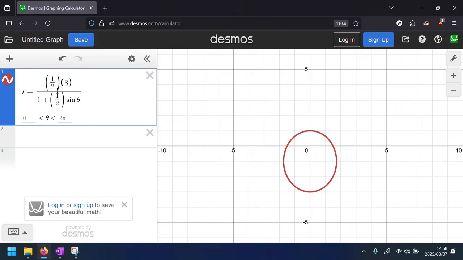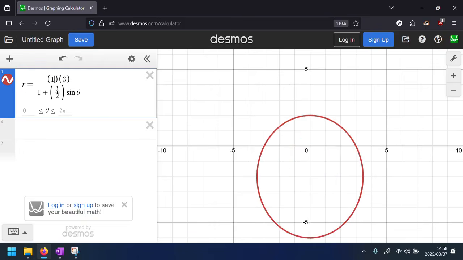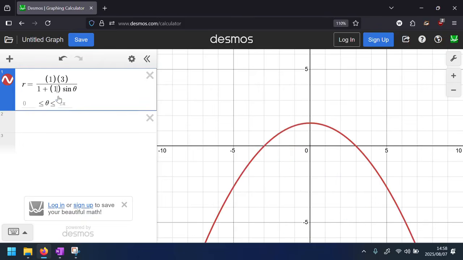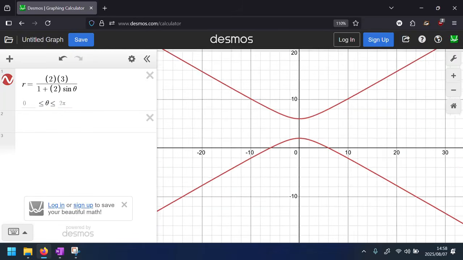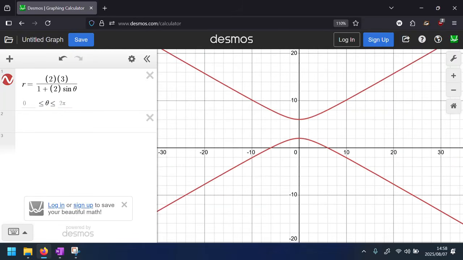We can change this eccentricity value. Let's make it 1. And we have a parabola. And if it's more than 1, we get our hyperbola. Okay. So you can play around with this, choose different values.